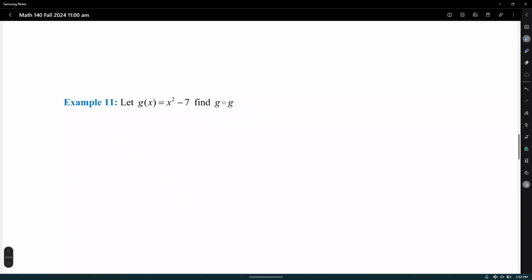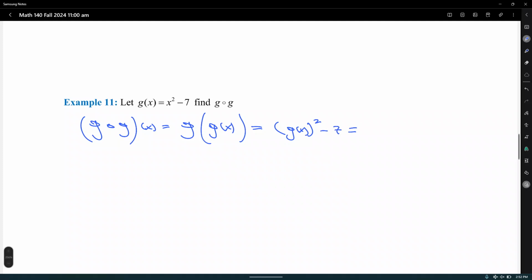So what are we going to do? G circle G of x. This is the same as saying G evaluated at G of x, where the inner function, that is quantity squared, and that is g of x minus 7. All right, that is x squared minus 7, quantity squared, minus 7, and let's expand the binomial.